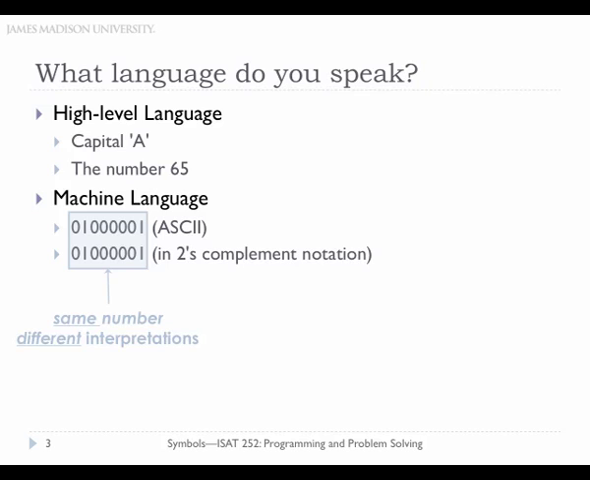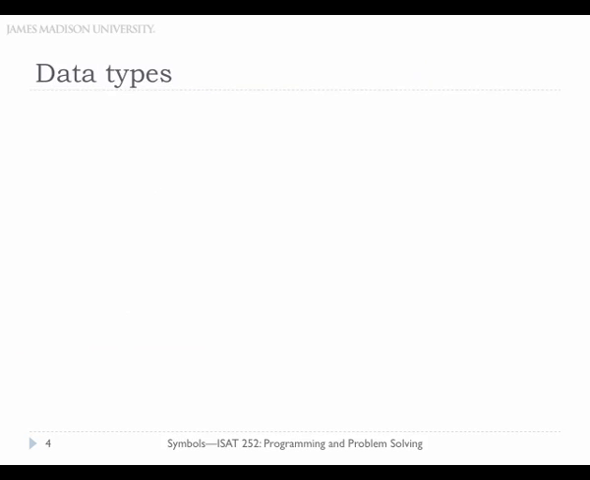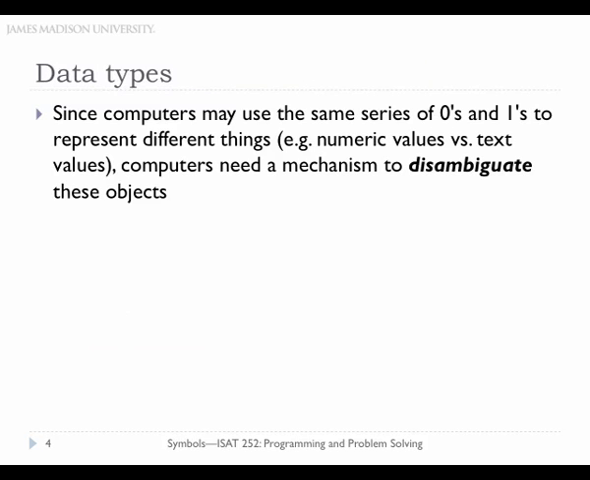However, to a computer they can have two completely different interpretations. That means at low level, the first one is the code for the capital letter A, and the second one is the binary for the number 65 that might show up in a program. So data types are a way for computers to disambiguate these objects. In other words, if the computer comes up against a 01000001, then it needs to know whether to put an A on the screen or put the number 65 on the screen, or to use it in a calculation.